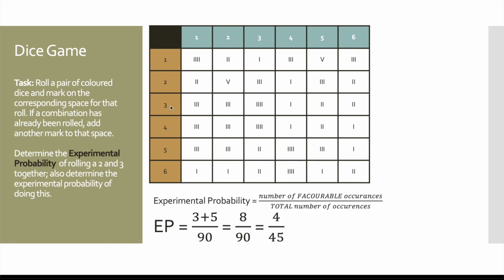Now in this case, to go 3 gold to 2 blue, there were 3 occurrences. To go 3 blue to 2 gold, there were 5. If we add those up, that's 3 plus 5, and if you count all these together, there were actually 90 rolls. So our number of favorable occurrences was 8. A combo with a 2 and a 3 happened 8 times out of 90 rolls. I divided that by 2 to get 4 over 45, so it's a 4/45ths chance that I did roll a 2 and a 3.